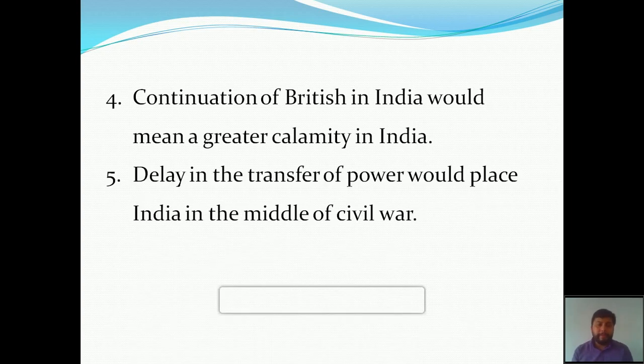And the fifth one says that delay in the transfer of power would place India in the middle of civil war. If India is being late in getting the power, it will lead only to civil war. So again the condition of the country will be very poor.